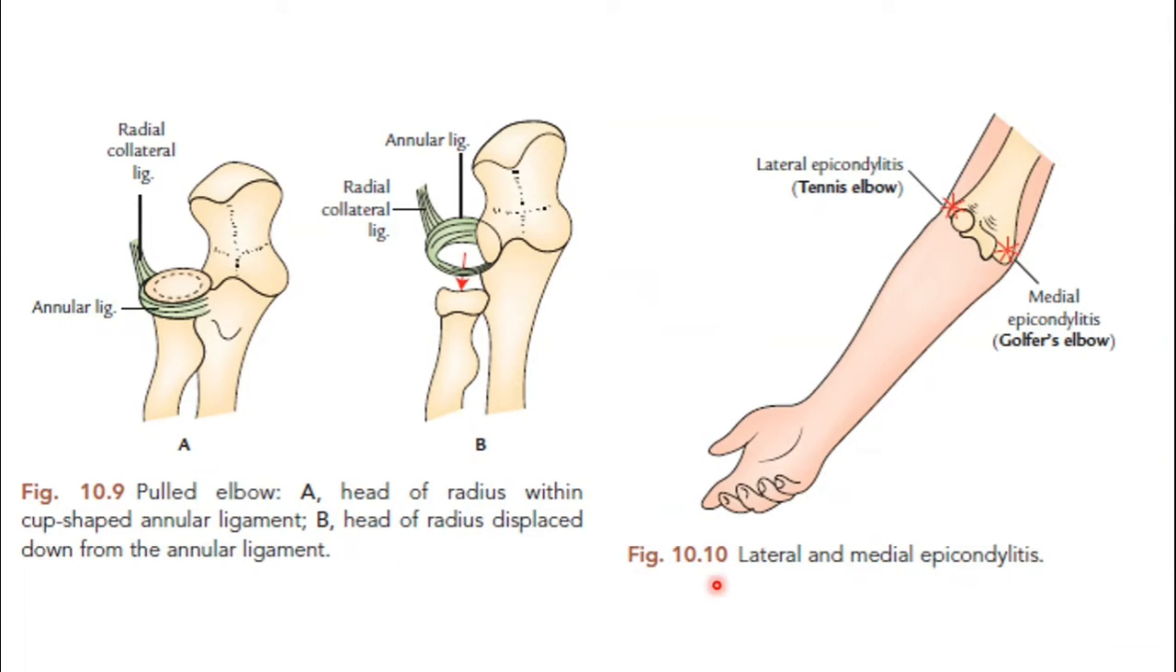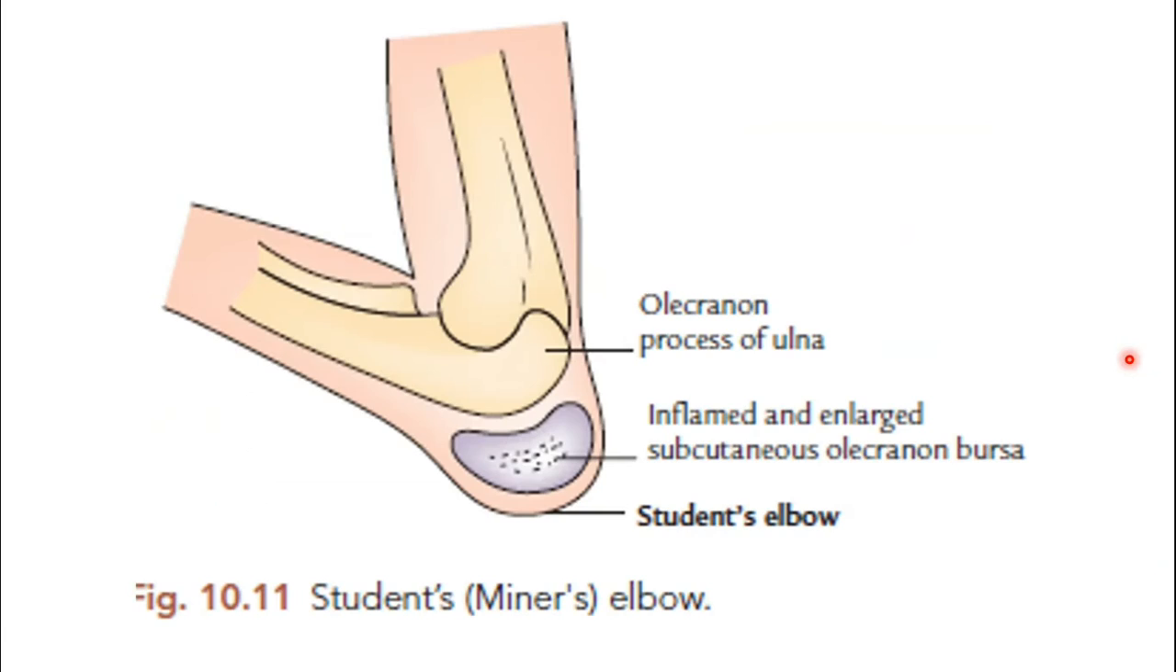Now you can see this is the radial collateral ligament, and this is the annular ligament. In the position I told you earlier, when a child's arm is pulled like this, the head of the radius comes out from the annular ligament. Pulled elbow. Now this is the lateral epicondylitis, meaning tennis elbow, this is the medial epicondylitis, golfer's elbow, and this is the student's elbow.